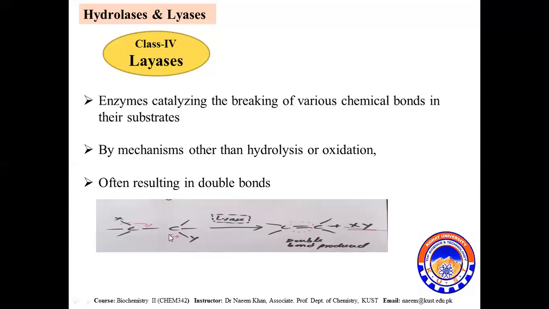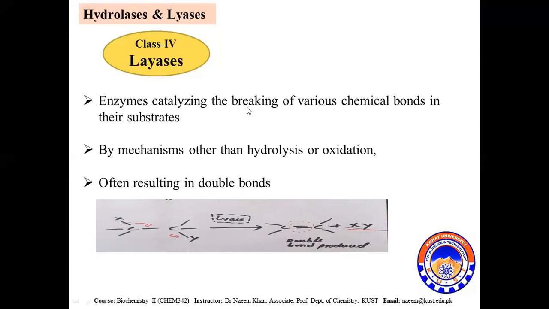We have a carbon linked to a carbon and some other species linked to this. Let's suppose in this reaction the substituents X and Y are removed. So the electron is transferred here and this is taken out, so this establishes a double bond. In this reaction, this bond is broken, this bond is broken and the species is removed, and this results in double bond formation in the substrate. Such an enzyme is called a lyase enzyme.